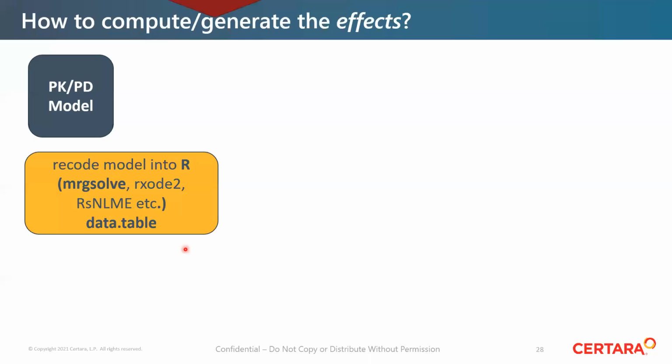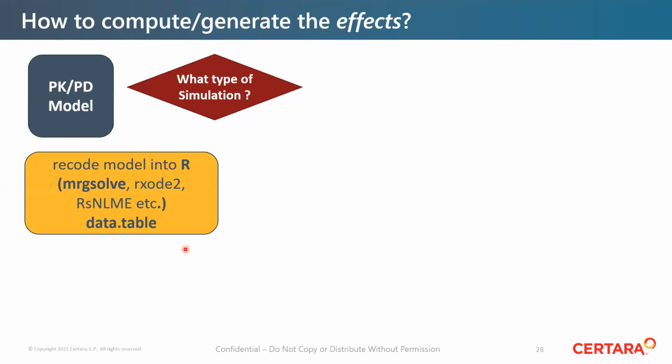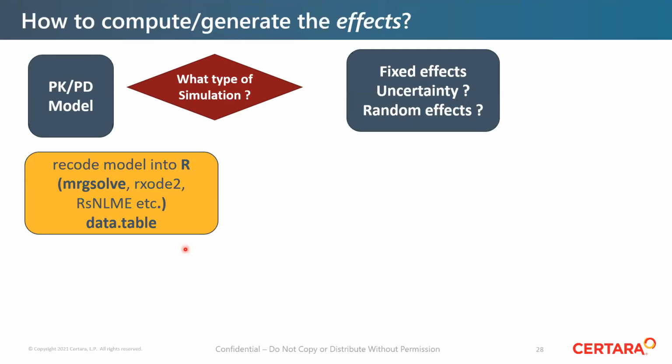So you recode your model into R, and then you decide what type of simulation you are doing. Of course, we always need fixed effects, but do I need uncertainty for covariate communication? Yes. Do I need to include BSV? Yes, no. And if you want to include uncertainty, in my vignette, I listed that you can plug in various covariance matrices, and you can plug in a bootstrap for results or stochastic SIR.